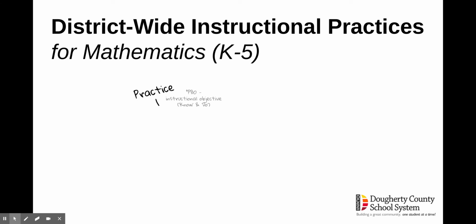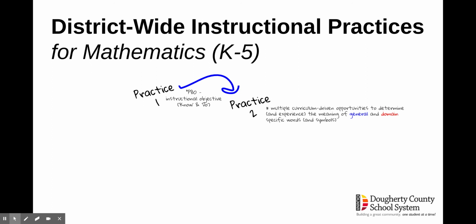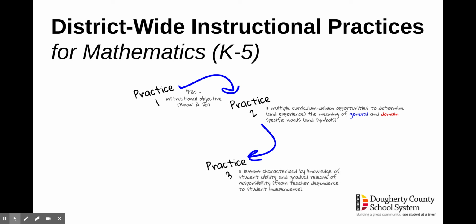And so I thought, practice one, right? It's the PBO, it's the instructional objective, it's the know something and do something. And then we move into practice two, right? That's the multiple curriculum driven opportunities for students to experience and determine what the meaning of all these different vocabulary terms are and symbols in mathematics. And then we move into that practice three, again, which we know is the gradual release of responsibility, moving from students totally depending on us as teachers to them doing it independently.